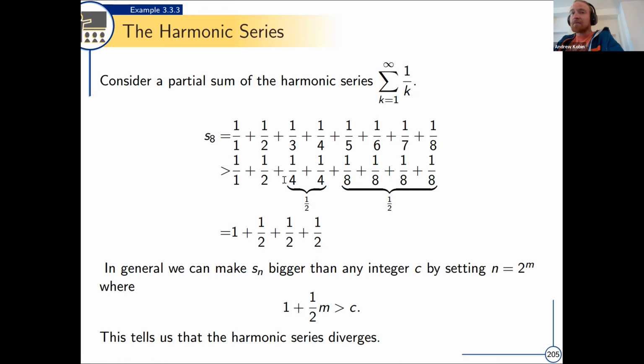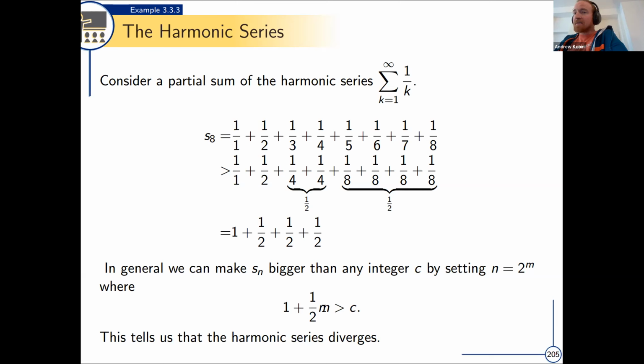We can group together terms now. So the first term is still 1, then we have a 1/2. And then the next two together are 2 copies of 1/4, that gives another 1/2. And then we have 4 copies of 1/8, that's another 1/2. We'll see that S8 actually is 1 plus a bunch of 1/2s. And you can use this trick to show that for any partial sum of the form S sub n, where n is a power of 2, let's say 2 to the m, we can actually show that Sn is larger than 1 plus m times 1/2.